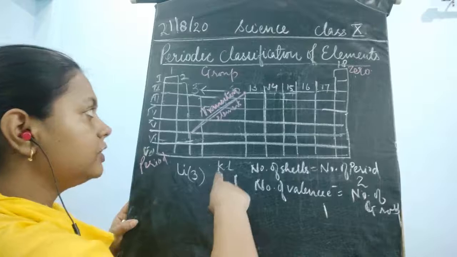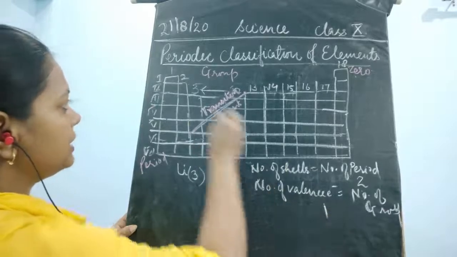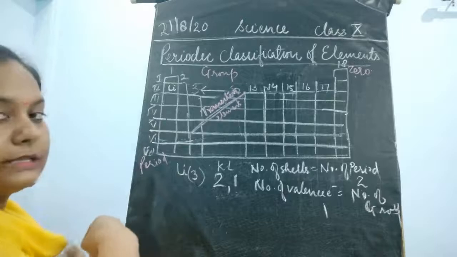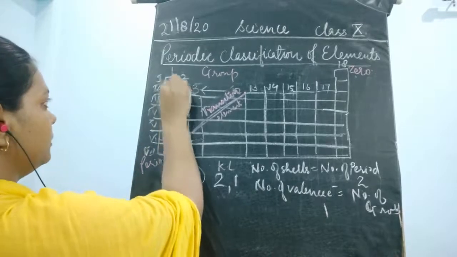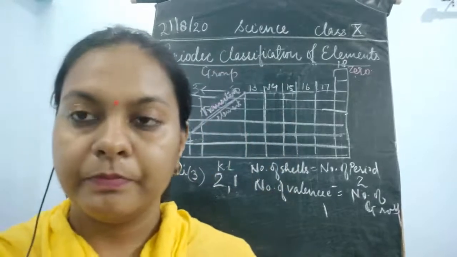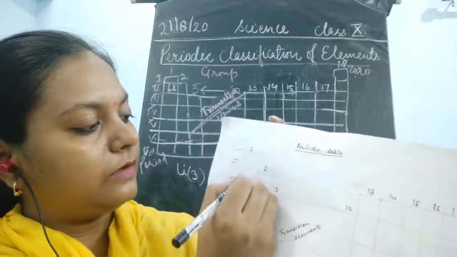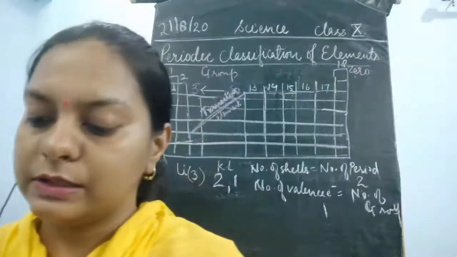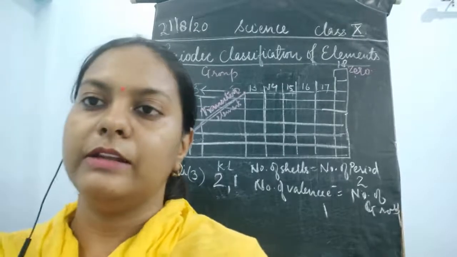Let us see how you would decide the group number or the period number here. We can easily find out that this belongs to the second period, and the number of valence electrons is 1. It means lithium would be placed here. This is the second period and the first group. So if you have to place lithium in this periodic table, you are going to place it here. This is the second period and the first group, lithium with atomic number 3. That would be the answer.